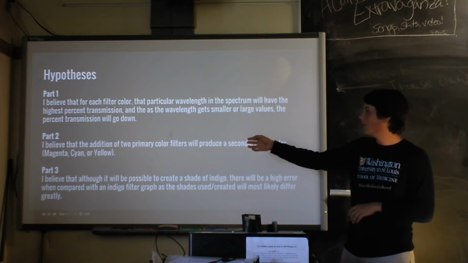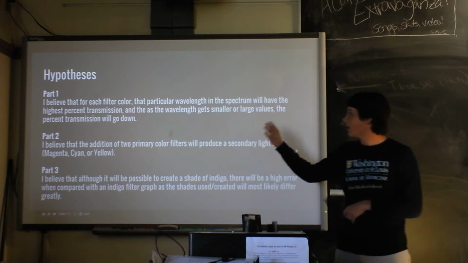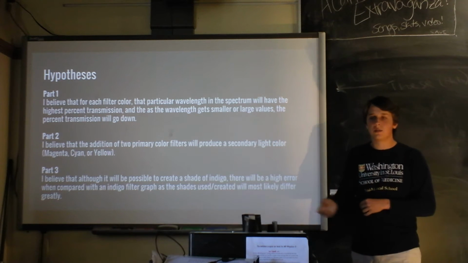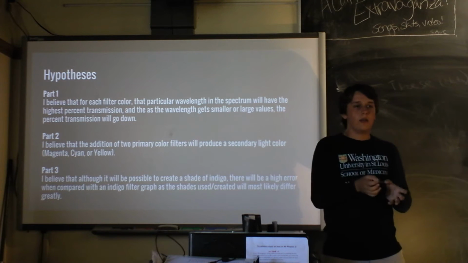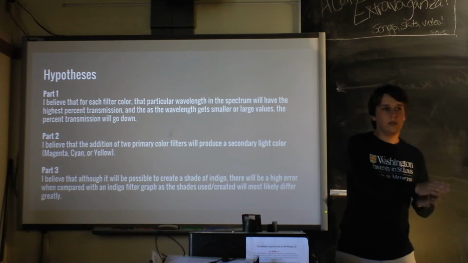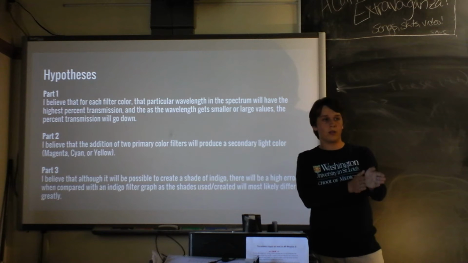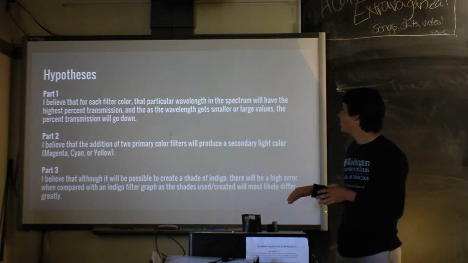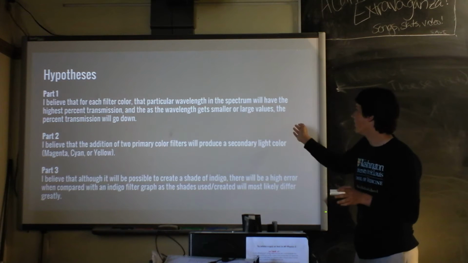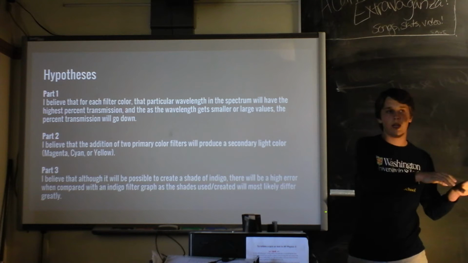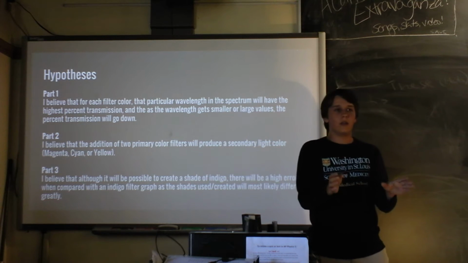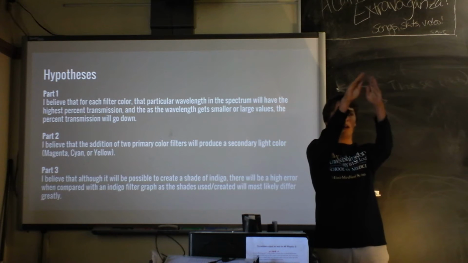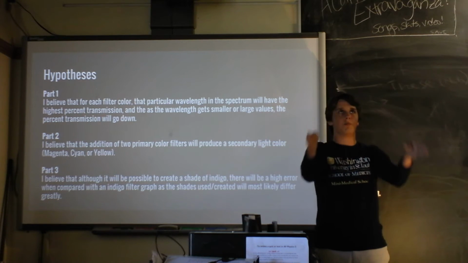So for part one, I said that for each color, that particular wavelength in the spectrum would have the highest percent transmission. So basically, if I was shining light through a yellow filter, then the yellow portion of light I was shining through that filter would have the highest percent transmission. And then as the wavelength gets smaller or larger, so as the color changed away from yellow, the percent transmission would get lower. Essentially I was saying that there was going to be one peak, and then it would make a parabolic formation.